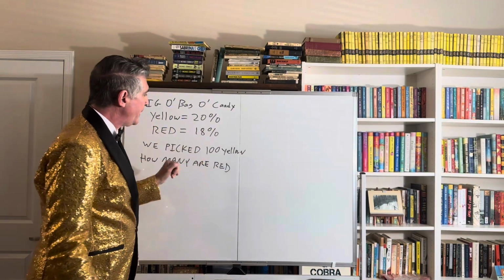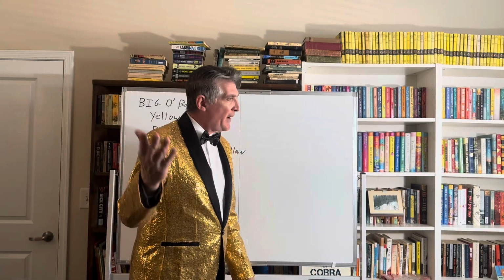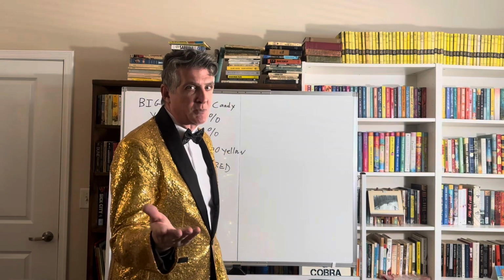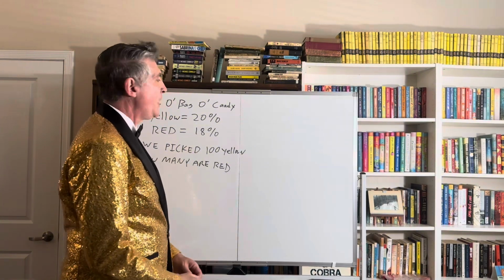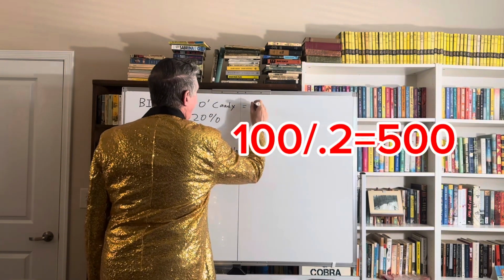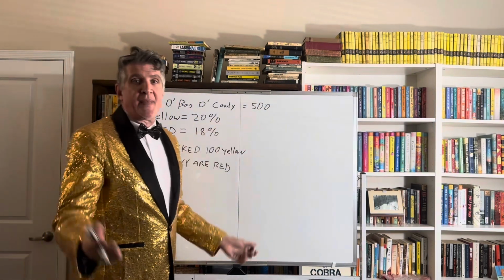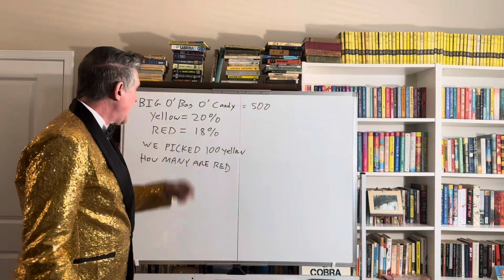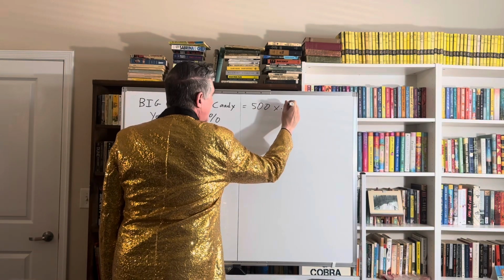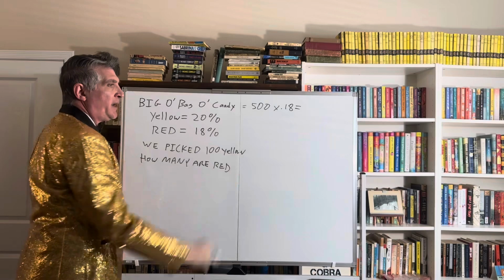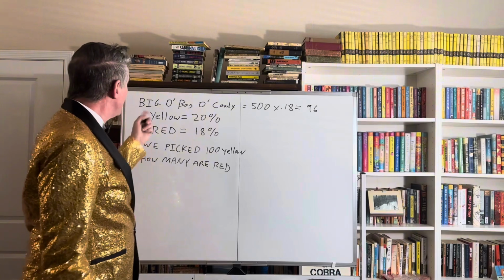So we know that we've picked out 100 yellow. We know that 100 is 20% of another number. So let's just go ahead and divide that. Just divide 100 by 20%. You know we've got to convert that percentage to a decimal. So that's going to be 100 divided by 0.2, and that's going to give us 500. Well, this 500 is our 100%. Now that we know that, that's real easy to solve. Just multiply 18%. What's 18% times 500? Convert the percentage to a decimal. 500 times 0.18 is 96 pieces o candy, according to Big O Bag o Candy.